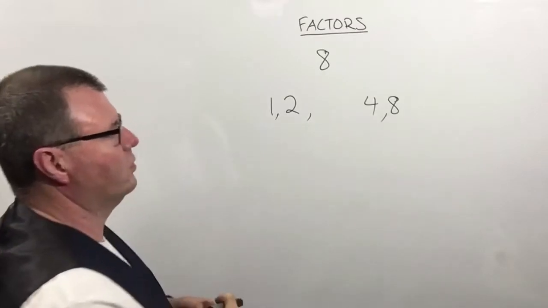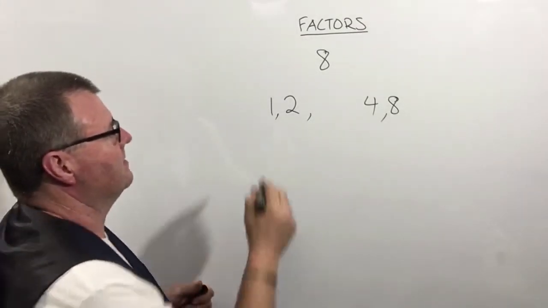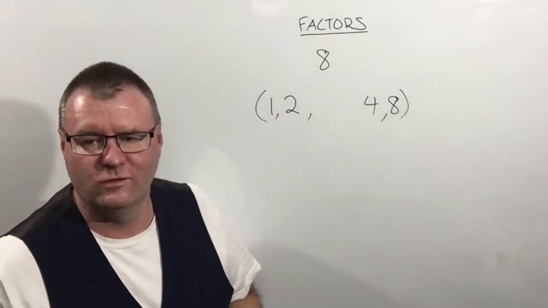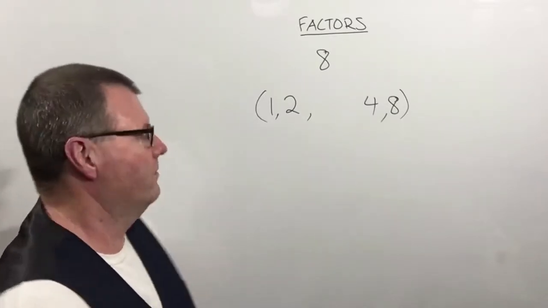Now I'm back up to 4, so I can stop because there are no bigger factors. So I would say that the factors of 8 are 1, 2, 4, and 8. So 8 has 4 factors.